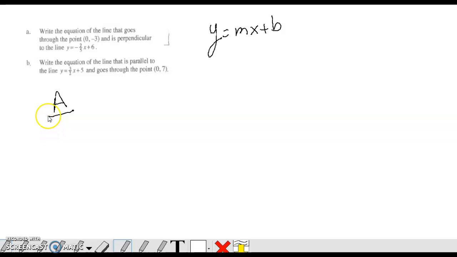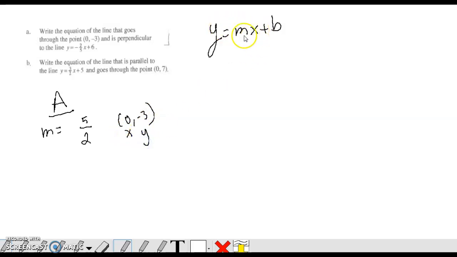Something that is perpendicular means our slope, which normally is negative 2 over 5, is now going to be the opposite. So a positive, and then we flip our fraction: 5 over 2. All right, so there's our slope. And then I told you the point, 0, negative 3. So here's your x, here's your y.